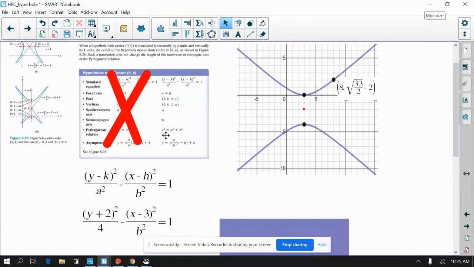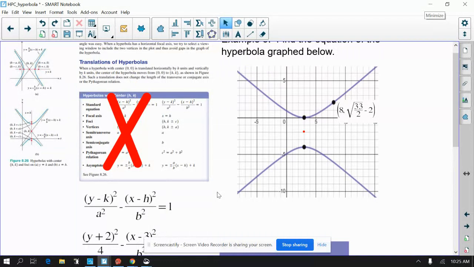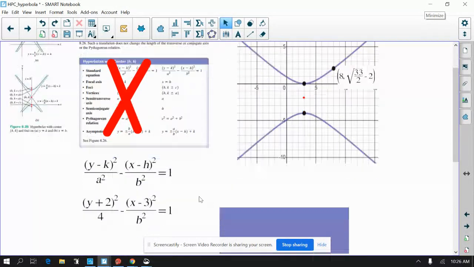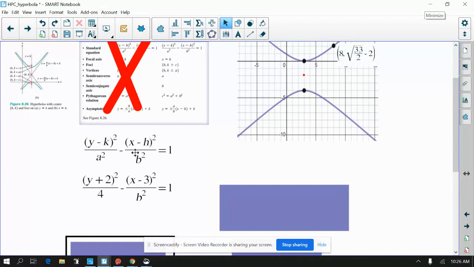But do I know c squared? The foci are c away, and I don't know either focus. So finding c is hard. I have this really ugly ordered pair, so I probably have to use this. This ordered pair is, of course, an x y value on the hyperbola, which means if I plug in 8 for x and radical 33 over 2 minus 2 in for y, then that should satisfy my equation. So that's exactly what I'm going to do. I'm going to plug in 8 for x and radical 33 over 2 minus 2 for y.